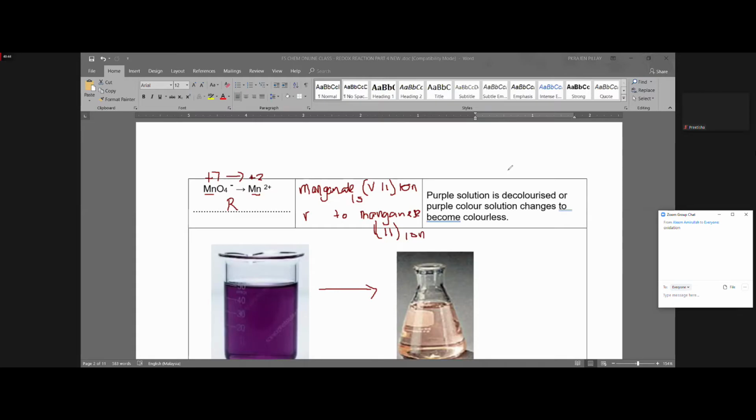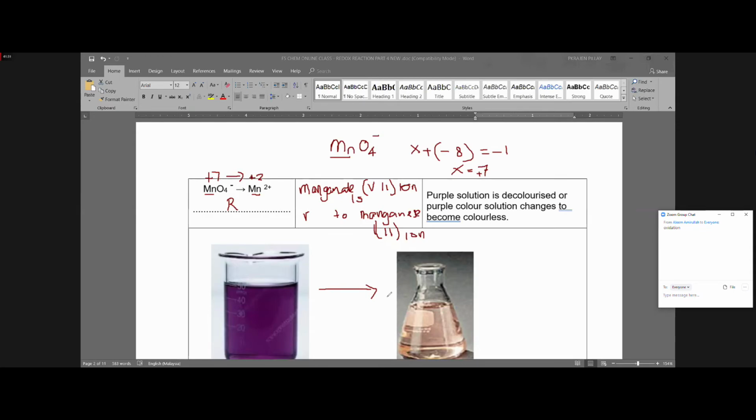Somebody is asking me, why is it manganate 7? Okay, I'll show you. MnO4, then remember how to work out oxidation state. You work out your X for Mn: X plus -8, because O is -2, and this is equal to -1. So X minus 8 equals -1, so X will be +7. You saw that? So that's why I say manganese 7, because we are working on the Mn. If you say manganese, it's wrong. Manganese 7 ion.